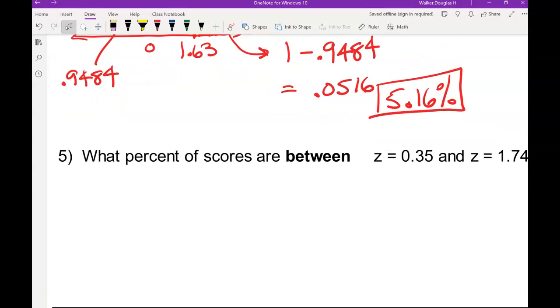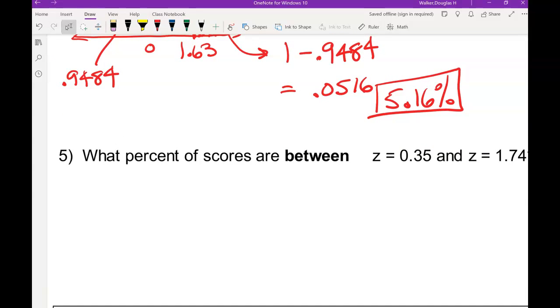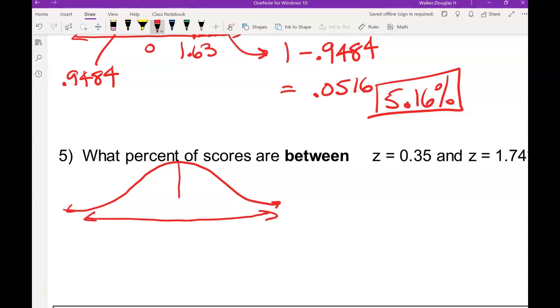So let's say we want to know what percent of scores are between 0.35 and 1.74. So these are both positive. So we have our 0. This will just be, again, a rough sketch. It's just going to help me visualize. I've got my two z-scores are both greater than 0. And I want to know what's in between.